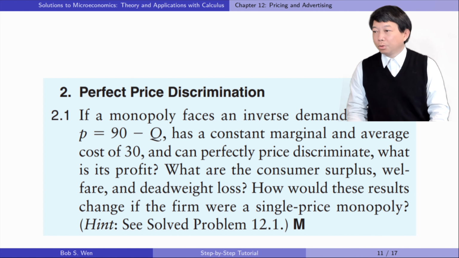Here's exercise 2.1. If a monopoly faces an inverse demand curve of P equals 90 minus Q, has a constant marginal and average cost of 30, and can perfectly price discriminate, what is its profit? What are the consumer surplus, welfare, and deadweight loss? How would these results change if the firm were a single-price monopoly?